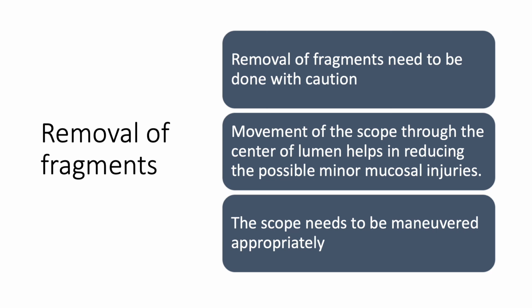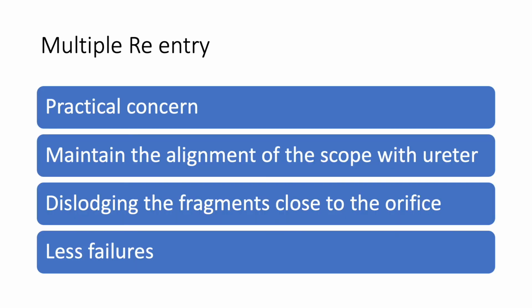This can be done if fragments are of appropriate size. Also, maintaining the scope in the center of the lumen of the ureter needs some practice, as the ureter has many anatomical curves. It is just like driving on a hilly road with bends. The second concern is multiple entry. This is a serious concern. We have discussed in detail about the initial entry. If every entry is going to be like this, then we have to say goodbye. But practically, it is not that difficult in most of the situations.